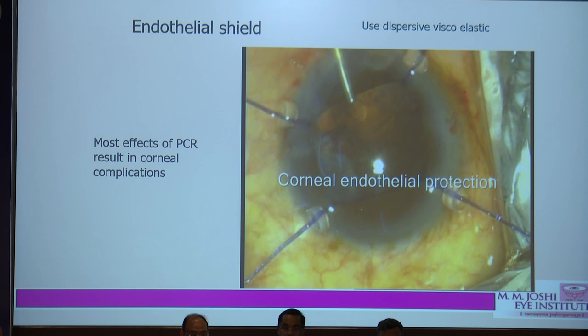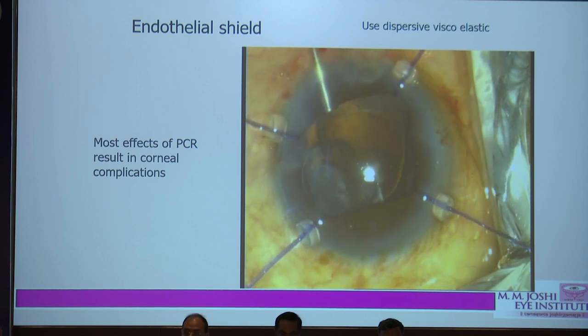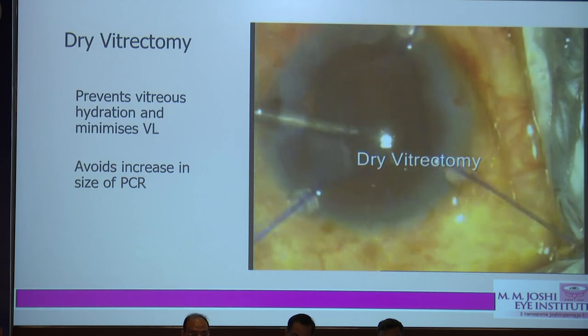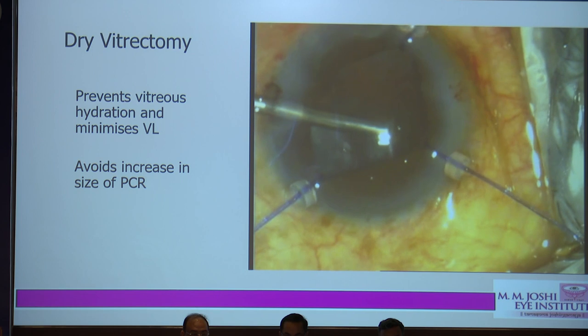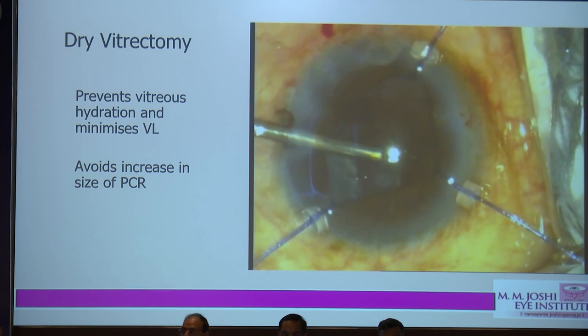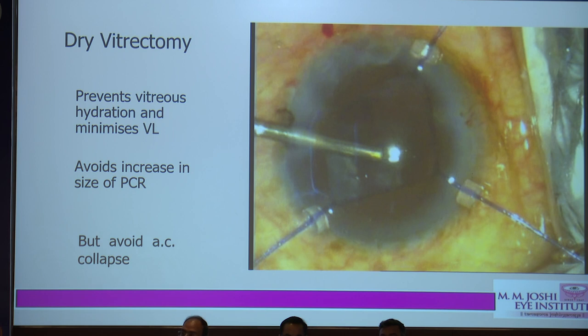Another thing I would like to advise is to use the dispersive viscoelastic. That is very important to protect the endothelium, because the effects of the PCR also happen to the retina, but at a later stage, while more happens to the cornea, and corneal endothelial damage is more often. So I always advise to first start with a dry vitrectomy before you use the irrigation channel, because it prevents the vitreous hydration and minimizes the vitreous loss. It also avoids increasing the size of the PCR. Suddenly you bring in the hydration, suddenly the chamber fluidics changes and it expands and the PC rent also expands. So always do a dry vitrectomy, but care should be taken that the chamber does not collapse. Just before it collapses, I think we can start using the hydration.